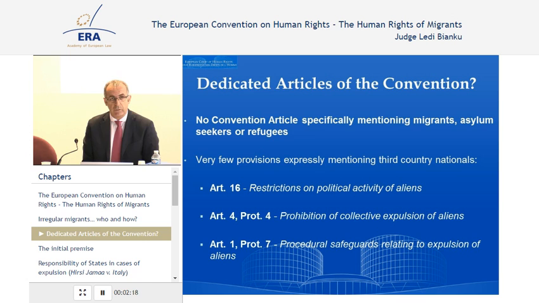Still, the Strasbourg Court remains, and we'll see in a moment how and why, a leading institution in this regard. We have in the Convention only 3 articles which indirectly refer to asylum or migration issues, and 2 of them are mostly more directly linked to the non-refoulement principle and the procedural safeguards in these cases.